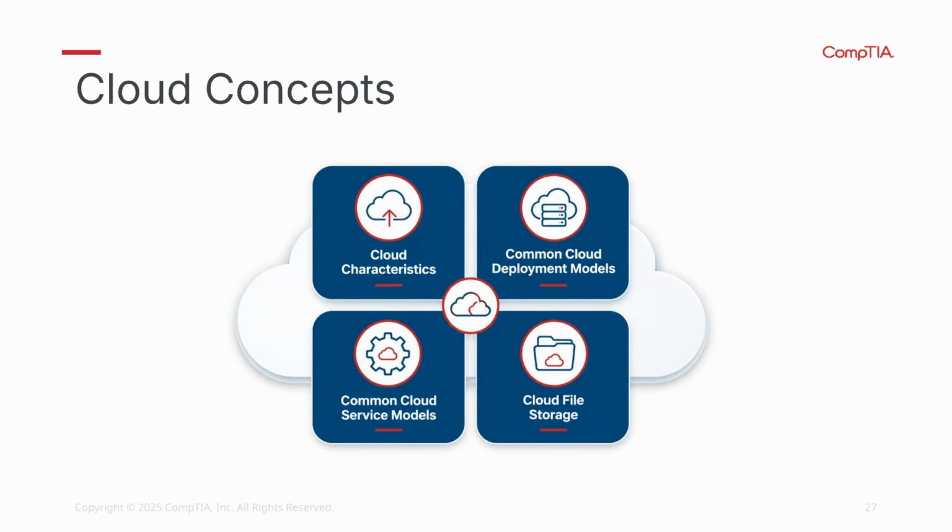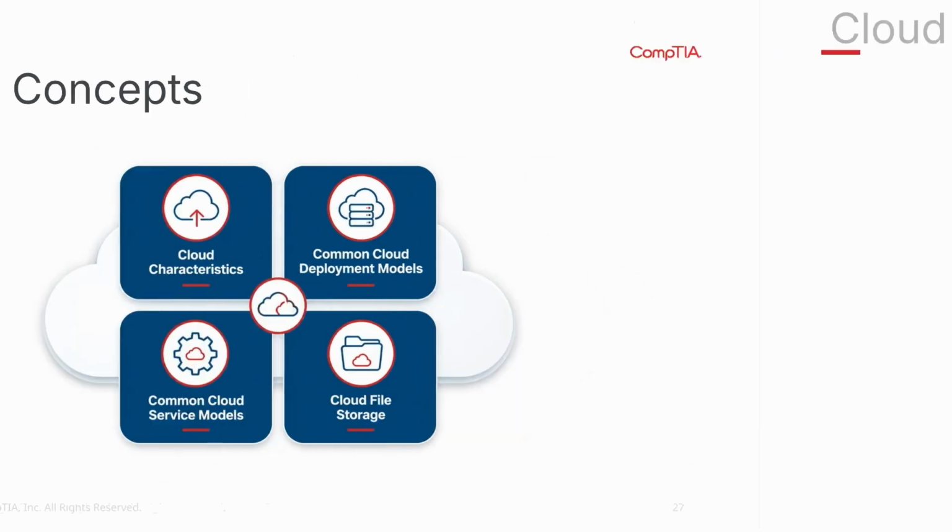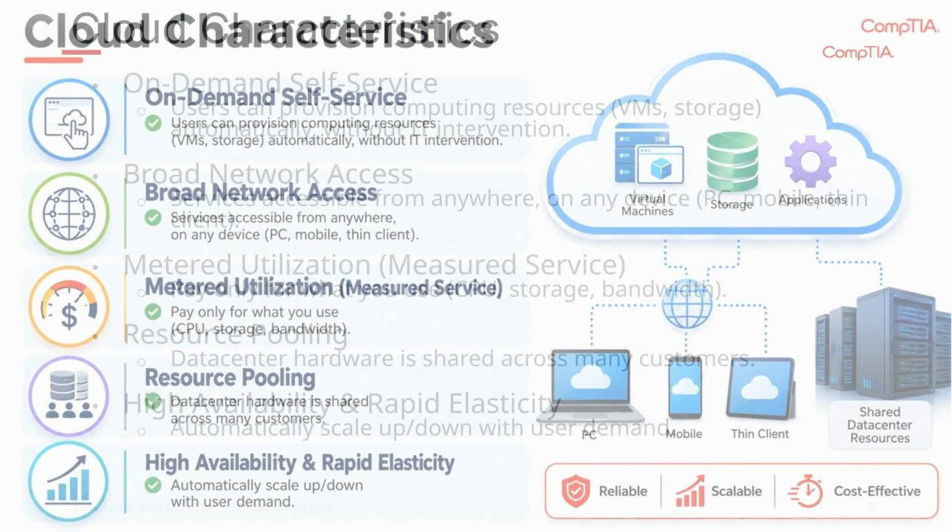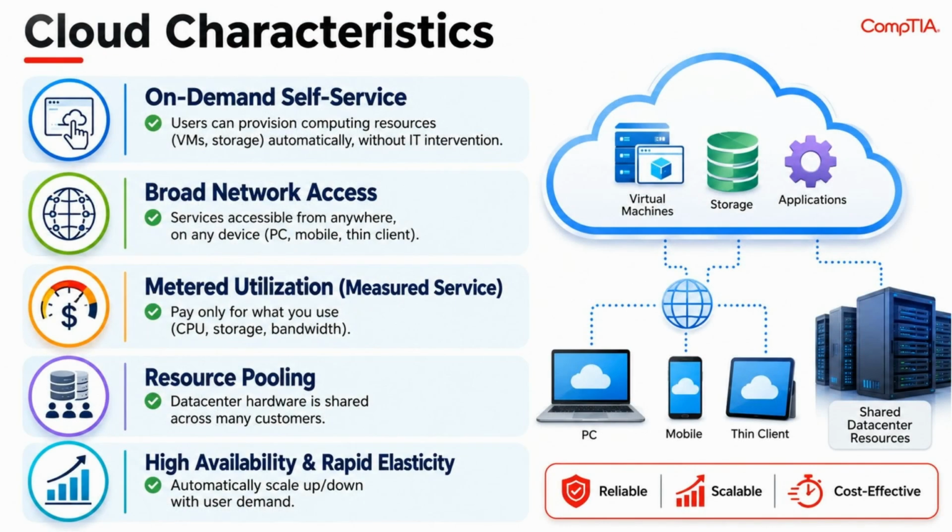Here's what this lesson covers: cloud characteristics, common cloud deployment models, common cloud service models, and cloud file storage. Cloud characteristics in more detail. On-demand self-service lets users provision VMs and storage automatically, without IT stepping in. Broad network access means services reach any device, anywhere. Metered utilization means you pay only for what you use: CPU, storage, bandwidth. Resource pooling means data center hardware is shared across many customers. And high availability with rapid elasticity means resources scale automatically with demand.